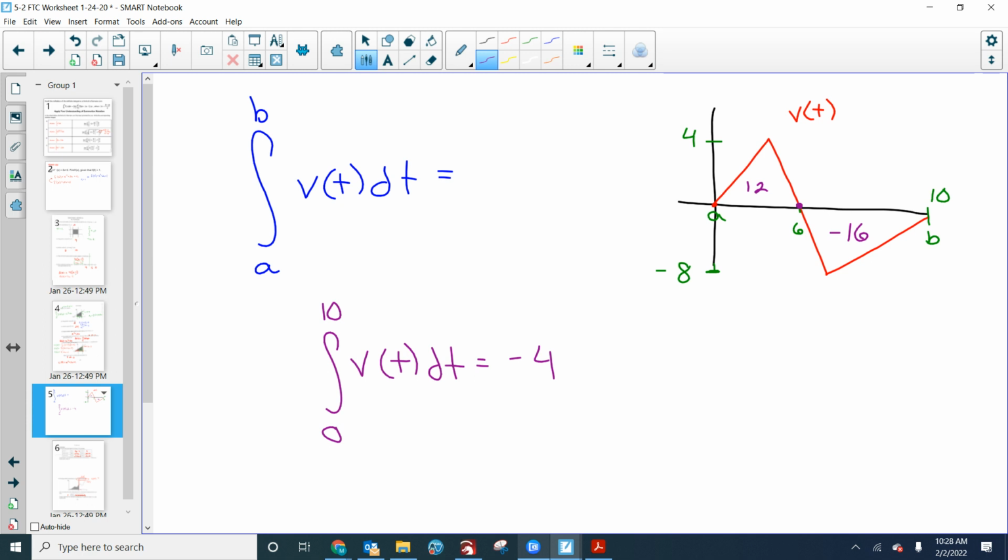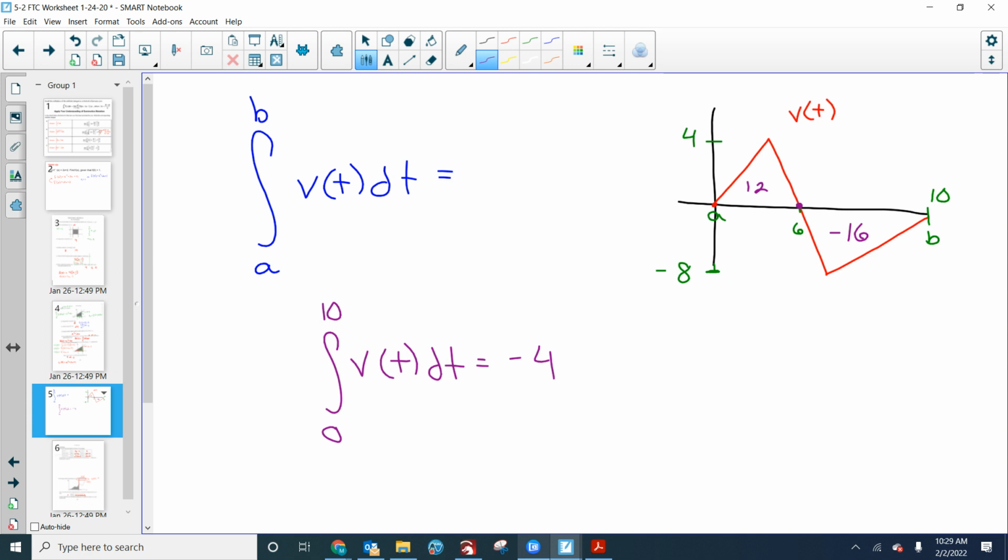I walk to the left 16. What is my total distance traveled? 28. My legs, they don't feel like I walked 4 units. They feel the 12. They feel the 16. They feel the burn. No. They feel as if both of those were positive, because even though I walked to the left, it felt like I walked 16 units.